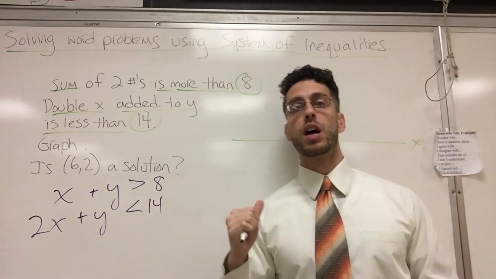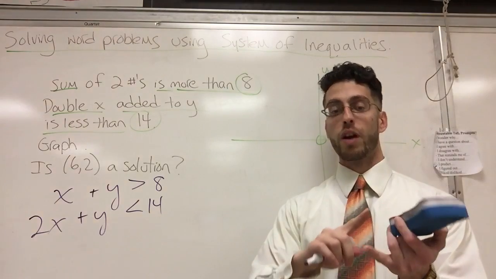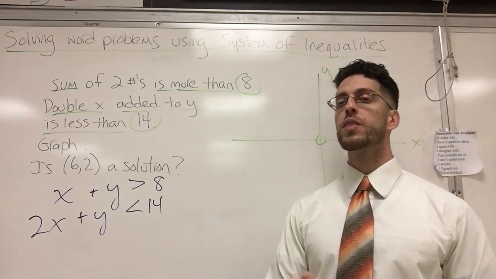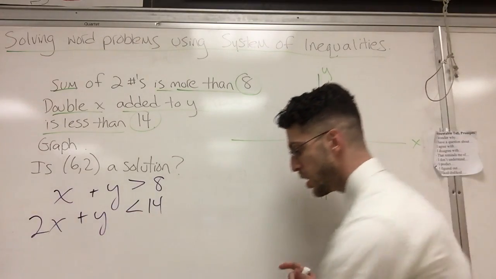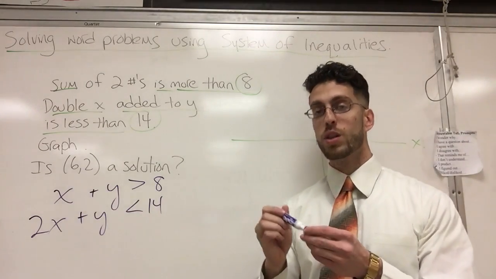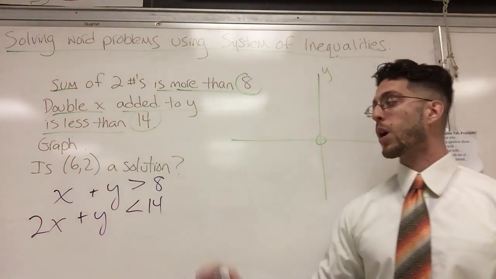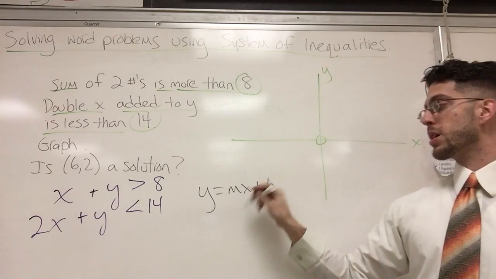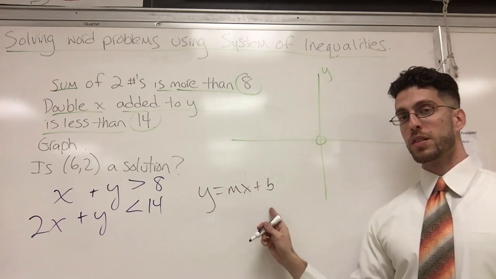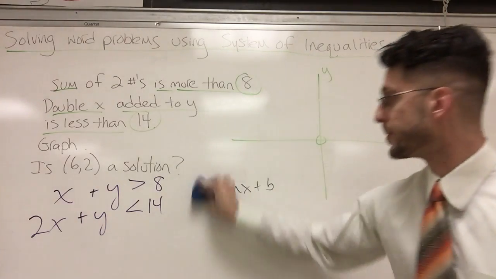So some background knowledge, some other videos you might want to check out are graphing inequalities, graphing systems of inequalities, or even solving literal equations, because in order to graph anything, you need y alone. You need to isolate y. You need the skill or the ability to get y alone, and usually it should look like y equals mx plus b. This is my slope-intercept form. It doesn't look like that, so you've got to do a trick first.